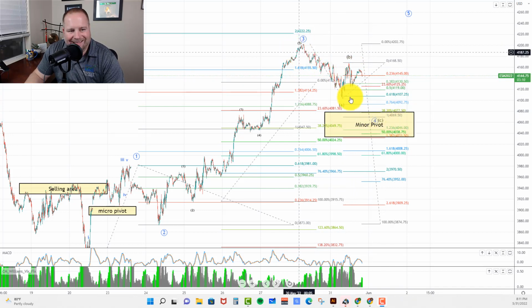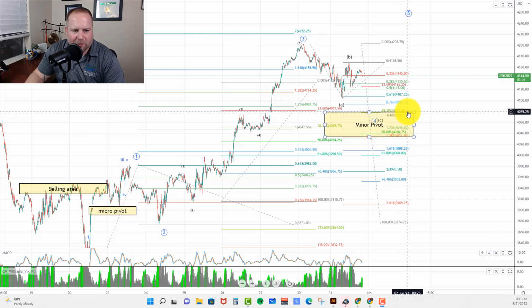And the 1.0 extension of this AB comes in at 40.69, which is basically right on the 382. It's a little bit lower. The 382 is 40.77, and the 1.0 extension is 40.69. So it lines up really well with our support area and our pivot box. And this is the big test for the bulls.